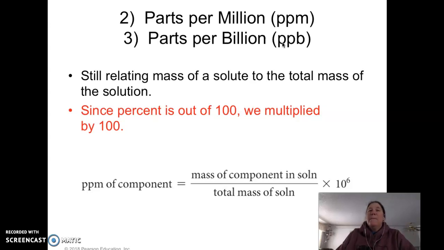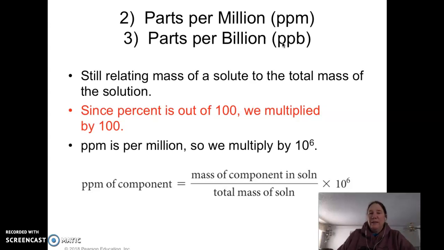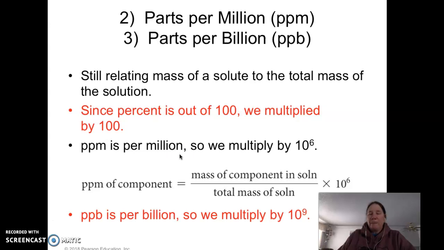But anyway, that's parts per million and parts per billion. You do the same thing, but you just multiply by either 10 to the 6th for parts per million or 10 to the 9th for parts per billion. Same kind of deal. We won't spend a lot of time doing that. If you work in the medical field, sometimes you work with that, but honestly, this is more like analytical chemistry, when you're analyzing water samples and other samples for certain things.